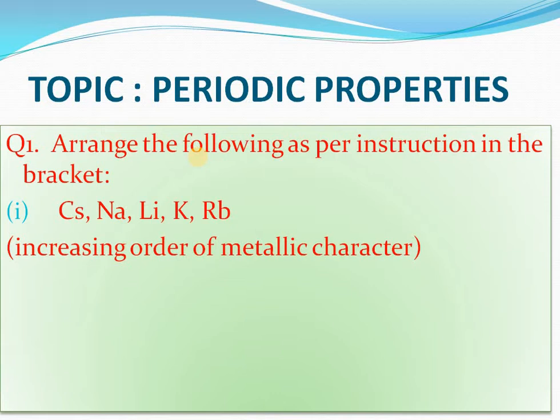So which will be the most metallic? Lithium, sodium, potassium, rubidium, cesium. Cesium will be the most metallic. So this way we have to identify. We have to identify first which elements these are, whether they are in a period or group. Then accordingly we can arrange as per our property.